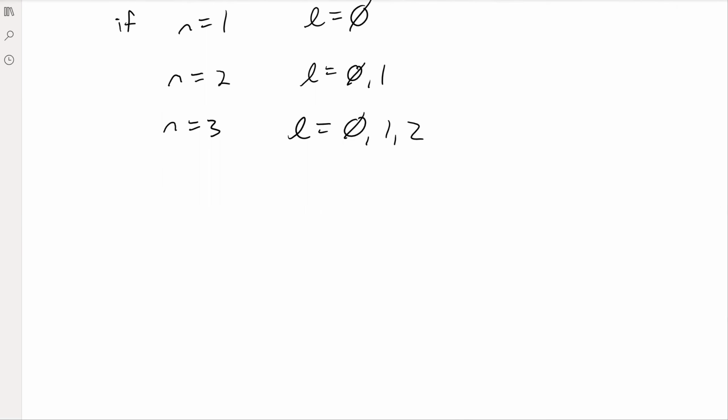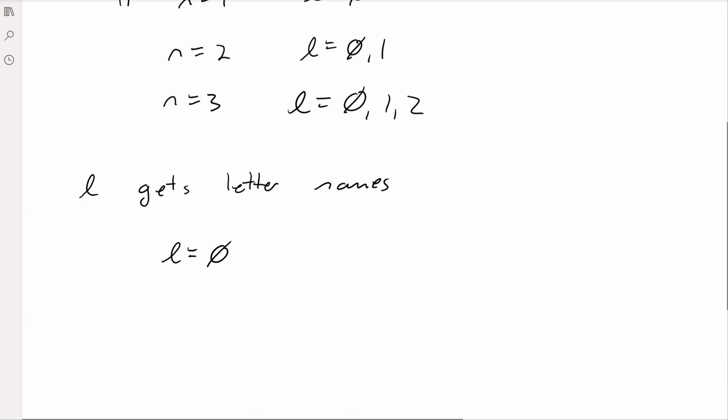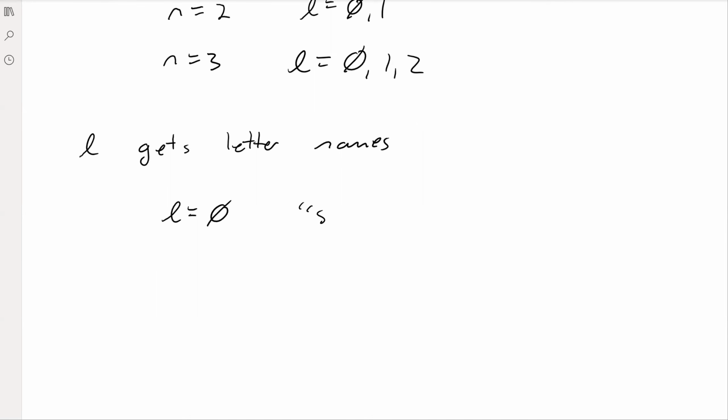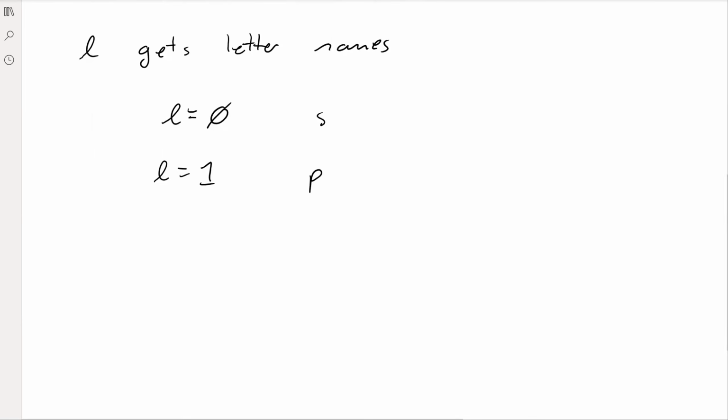So generally, we don't refer to L as the number value. It gets a letter instead. So if L is equal to 0, right, that's the number, it gets the letter S. If L is equal to 1, what you'll see is actually gets the letter P. So we call it an S or a P orbital. We don't say L is equal to 1 or L equals to 2.